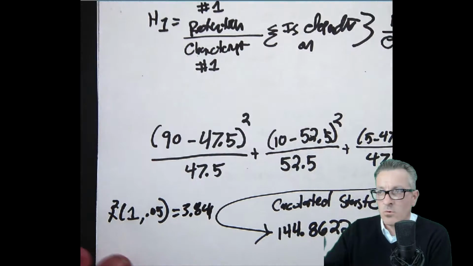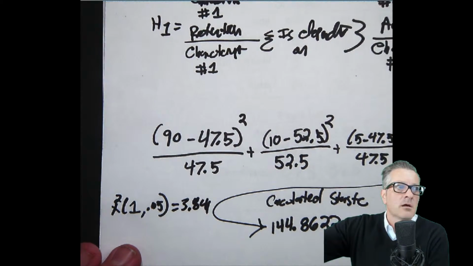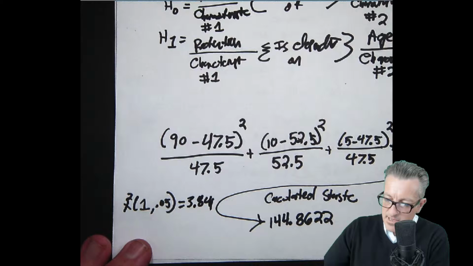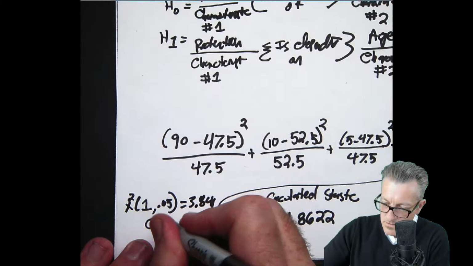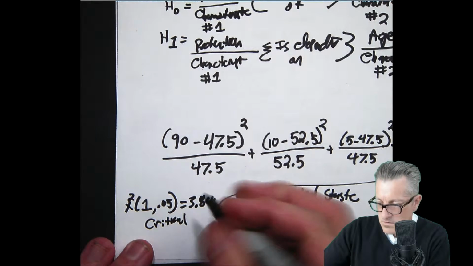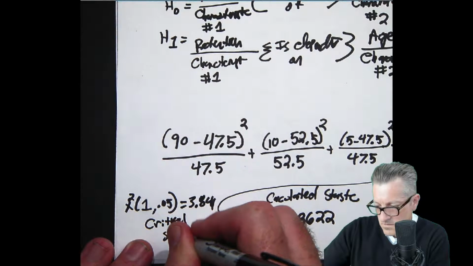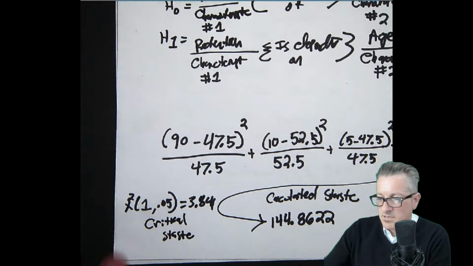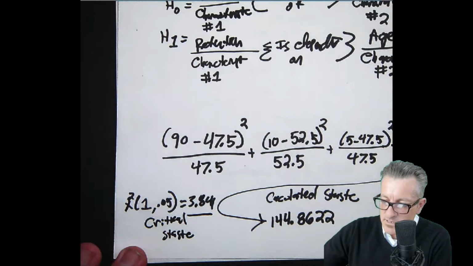So 3.841, I'll back this out. So right off the bat, that's our critical statistic. Our critical statistic is 3.841. Our calculated statistic is 1.44.